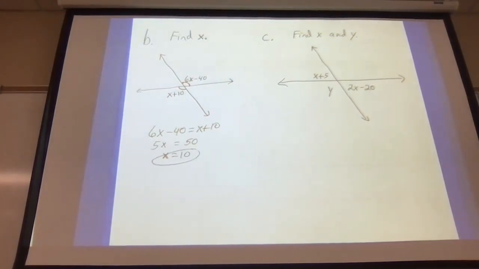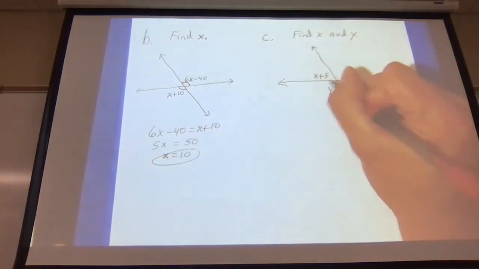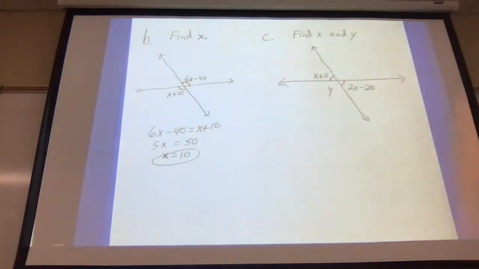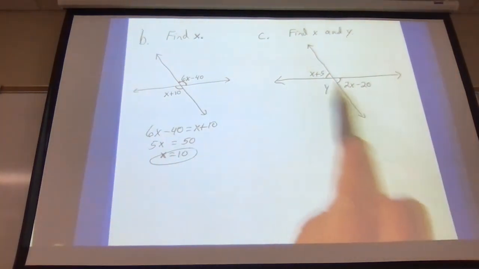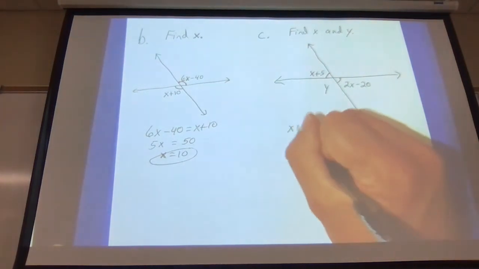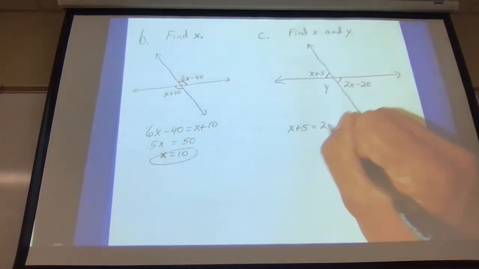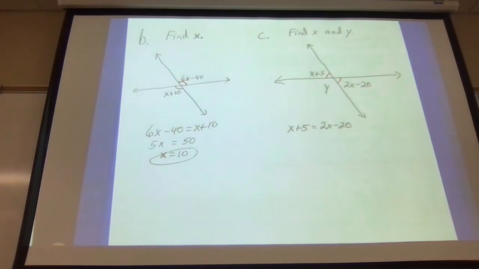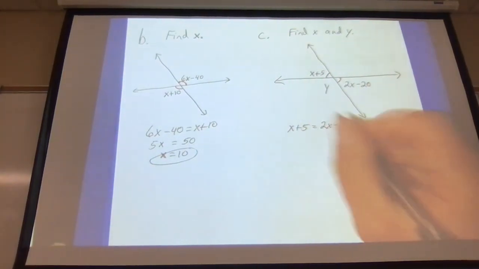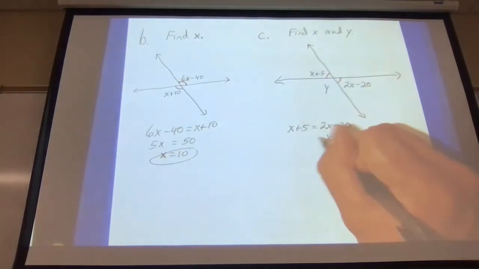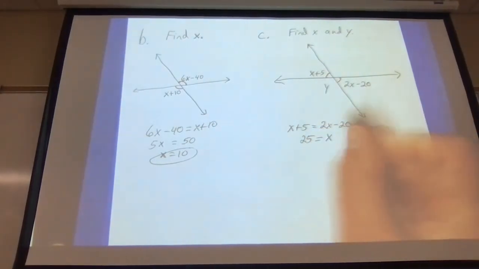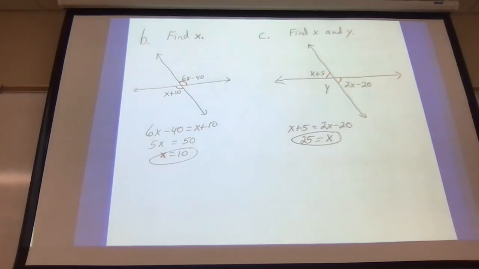Vertical angles. What do we know about vertical angles? They're always congruent. So these 2 angles right here are going to be congruent. So to find x, I just put them equal to each other. X plus 5 will equal 2x minus 20, just like we did on the last one. When we subtract x from here, you get x. When you add 20 to this side, you get 25. So x is 25, that's all the further we have to go with that part.